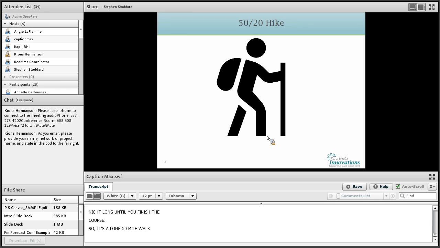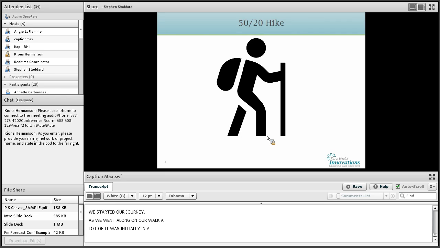One of the things I realized was going to be a challenge for me as a 14-year-old, I had never stayed up all night before. And this literally starts at 6 o'clock in the evening on a Friday night and would go all night long until you finish the course. And so it's a long 50-mile walk or run. Some people would run a good portion of it as well.